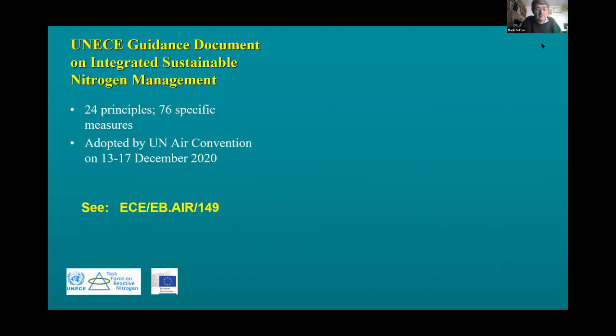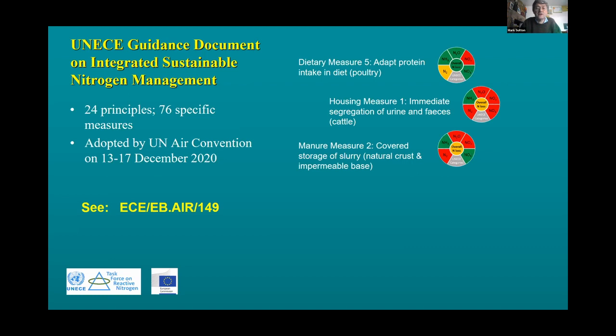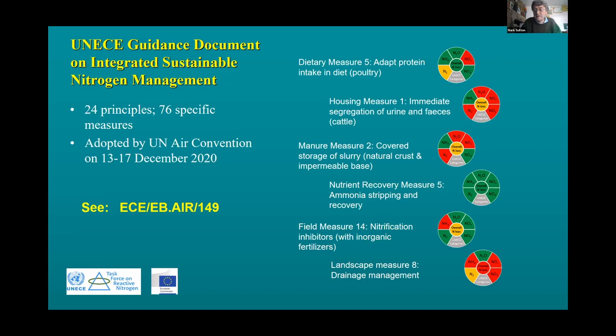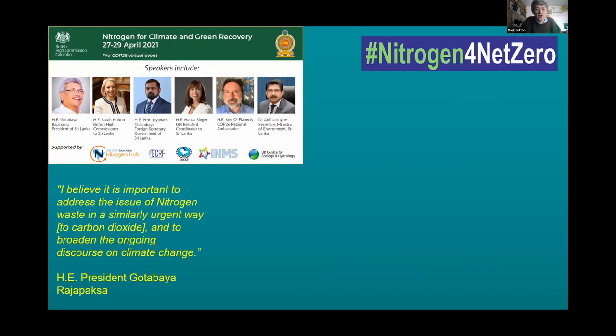In terms of agricultural management, we recently launched a document. You can see the reference number there, ECE-EB Air 149. If you type that into Google, you'll very quickly get a document with 24 principles, 76 specific measures. And here you can see a selection of these different measures as I scroll down. And what we've done is highlighted how certain measures are better for ammonia or nitrous oxide or nitrate, or provide win-wins all around.